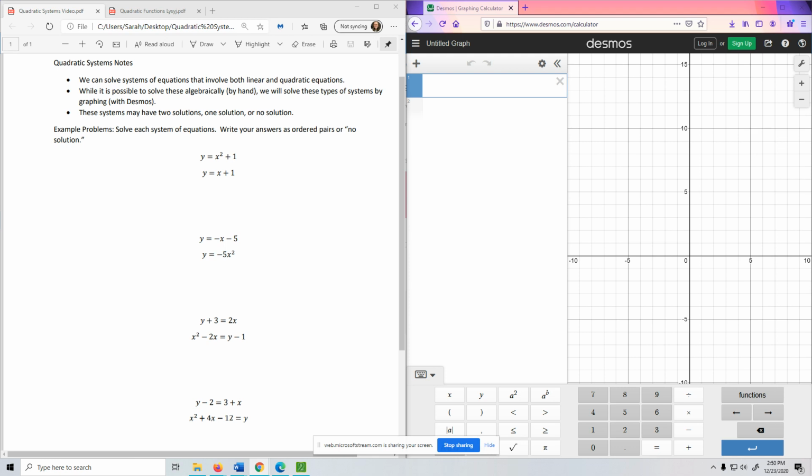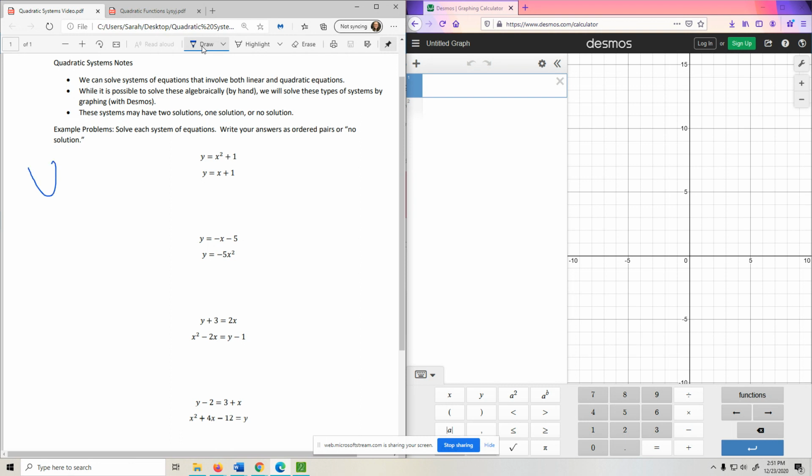Hello, today we're going to be solving systems of equations that involve a linear equation, which we've seen before. It's a graph that makes a straight line, and a quadratic equation, which makes a graph that's called a parabola. So a parabola is a U-shaped graph. So basically, there are three things that can happen.